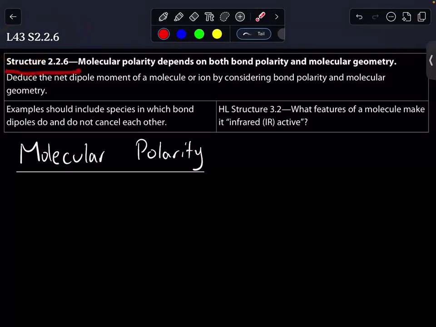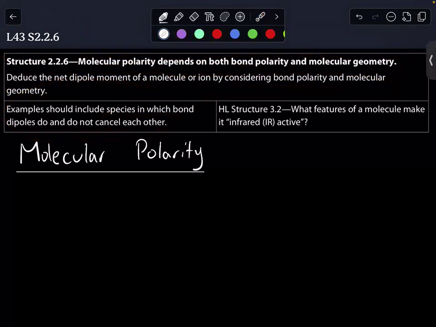Today we're going over structure 2.2.6. Molecular polarity depends on both bond polarity and molecular geometry. So we're going to be able to deduce the net dipole moment of a molecule or ion by considering its bond polarity and molecular geometry. We'll go over some examples and we'll include species in which bond dipoles do and do not cancel each other. So we'll explain what that means as we get going.